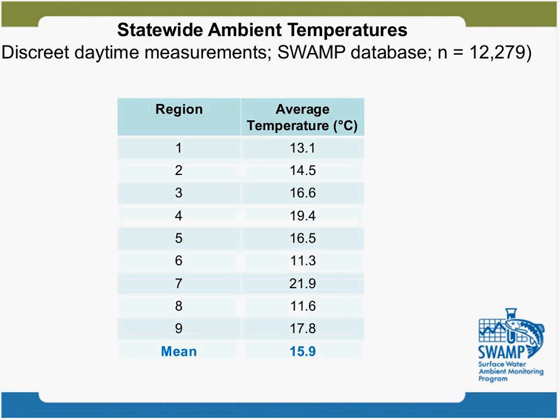So we present discrete daytime temperatures. And you can see here the regions on the left and the average temperatures in these regions from these SWAMP samples on the right. The overall average temperature statewide was 15.9 degrees. And a lot of the regions, the northern regions, tend to be a little cooler.